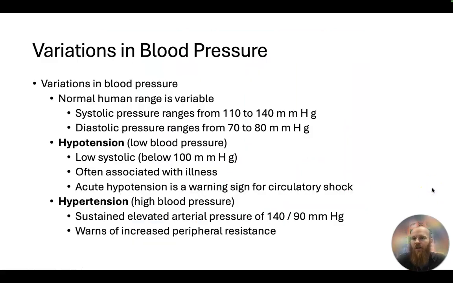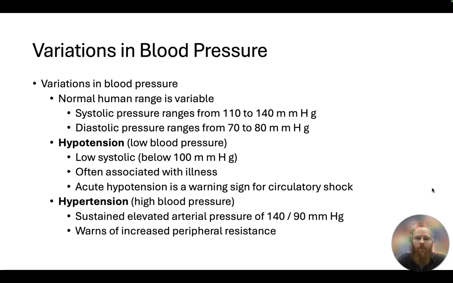Some variations that can occur in blood pressure. So normal human range, typically systolic, you can expect to be anywhere from 110 to 140. Anything over 140 is considered abnormally high. Anything below 110 considered abnormally low. Diastolic pressure is typically going to be 70 to 80.